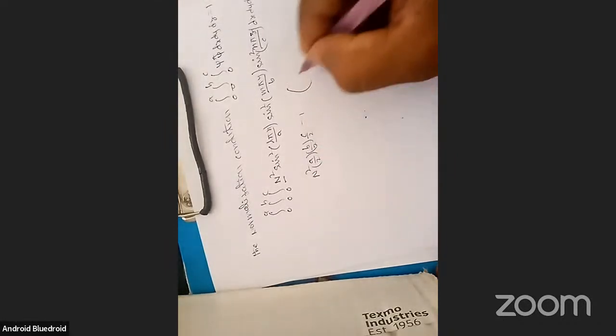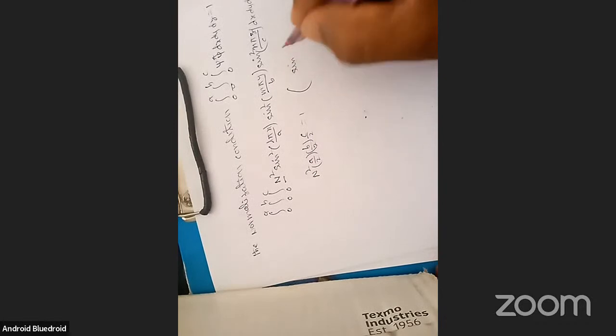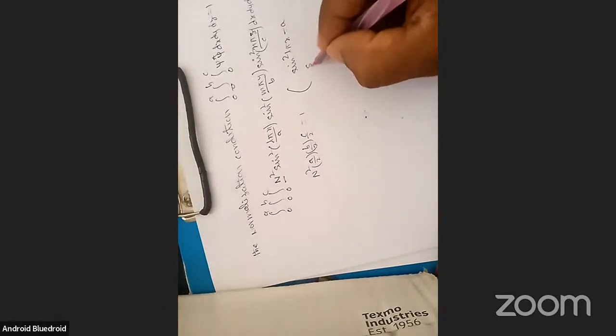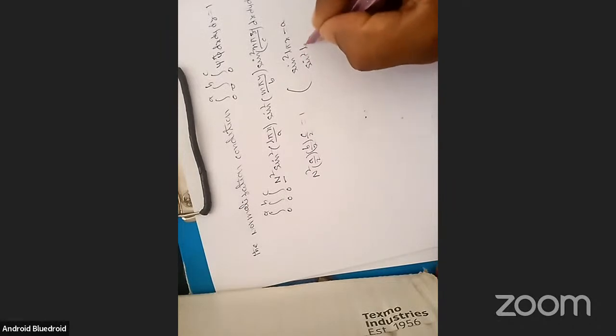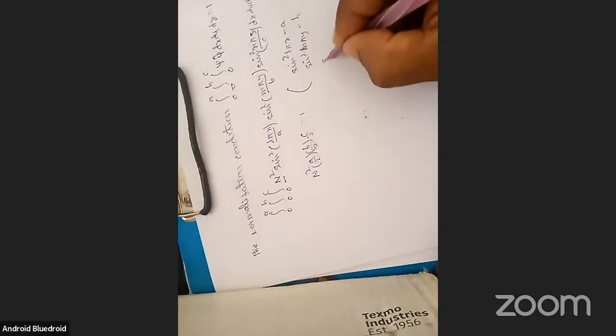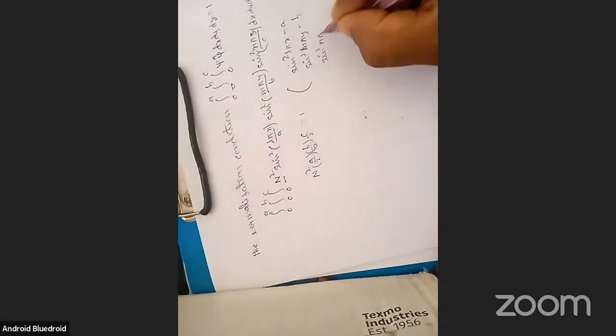So here A by 2, B by 2 values: sine square L pi x is equal to A. Next, sine square M pi y equal to B, sine square N pi z equal to C. This is C.